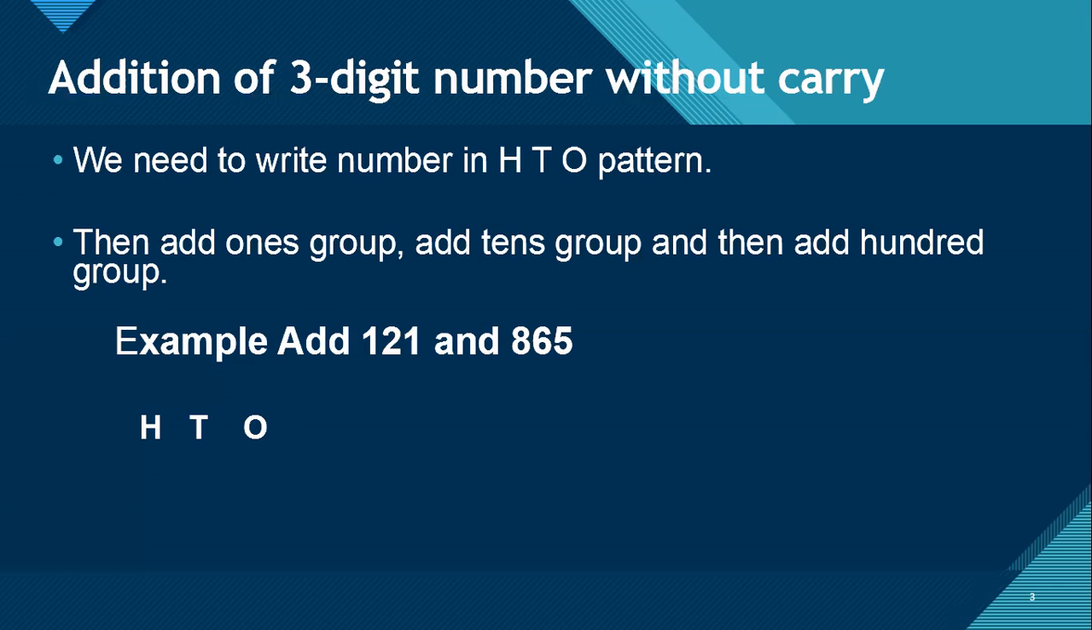The order of addition is the ones group first, the tens group second, and then the hundreds group at the last. So we write 121 below HTO and 865 with the sign of addition. Now we have to add. 5 plus 1 is the next number, 6. Then 6 plus 2, we count 2 after 6, that is 7 and 8. So below T the answer will be 8, and 8 plus 1 is the next number, that is 9. So the answer will be 986.